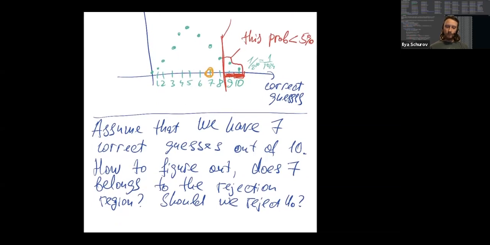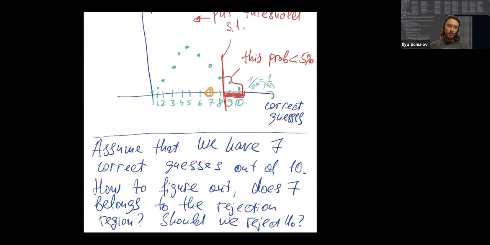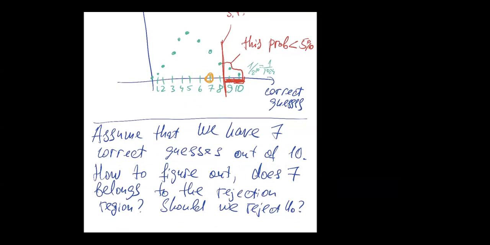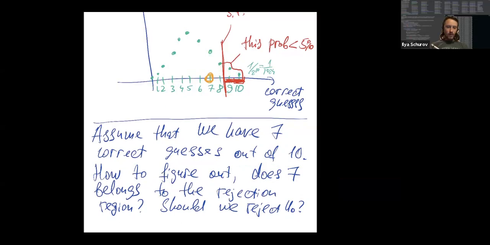How can you figure it out? Any ideas? Is 7 enough or not? Assume that you can calculate all the probabilities on this picture. What should you check to answer this question? Well, we should sum the probabilities of the values larger than 7 and the probability of 7 out of 10 itself, and then see whether it exceeds 0.05 or not. Actually, this probability.